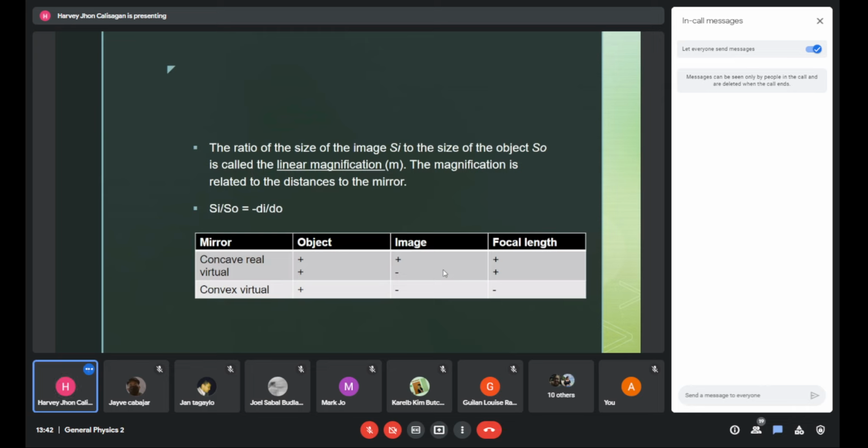Okay, there will be a diffraction of light that will happen. Instead of going directly in and entering the mirror, it will change direction.